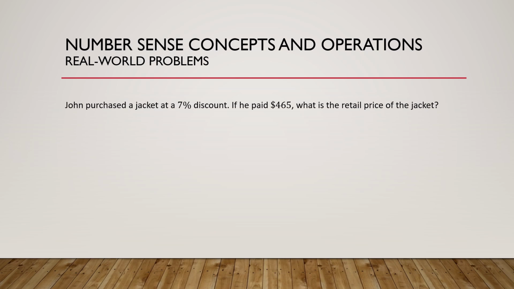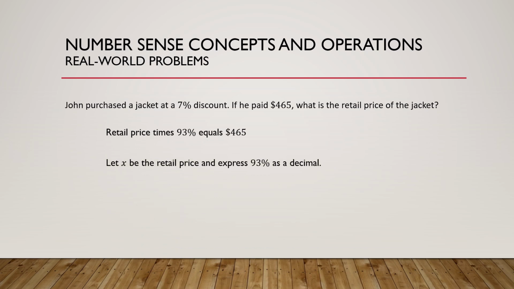John purchased a jacket at a 7% discount. If he paid $465, what is the retail price of the jacket? To create the correct equation to solve, evaluate the sentence. If there is a 7% discount, then the customer pays 93% of the original retail price. Therefore, 0.93 times X equals 465, where X is the original retail price. Divide both sides by 0.93, and we get an original retail price of $500.